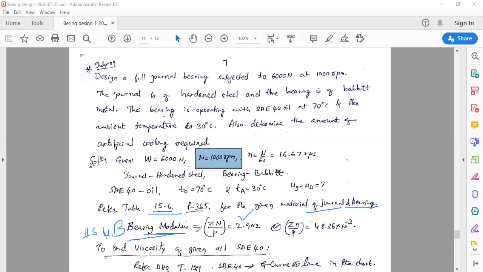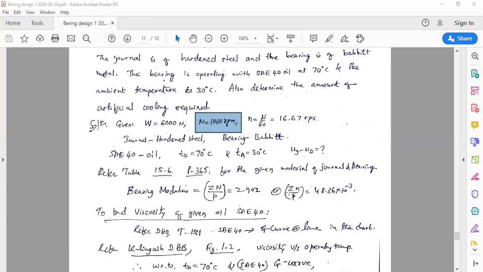With respect to that, the bearing modulus is 2.902, or if the small n is used, that is RPS, the value of bearing modulus is 48.36 into 10 raised to minus 3. So this is the information that we have to note initially. Why is this information required? To calculate the unknown parameter. Z is unknown, P is also unknown here. So at least one value out of these two should be known to calculate the third value.